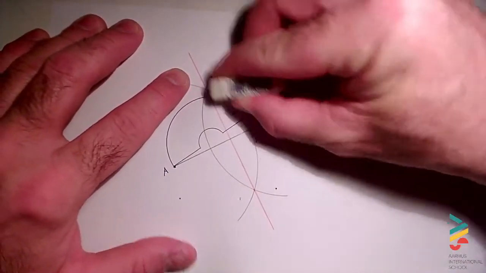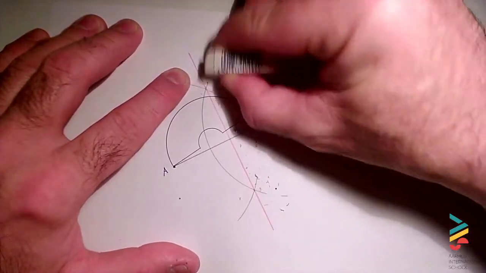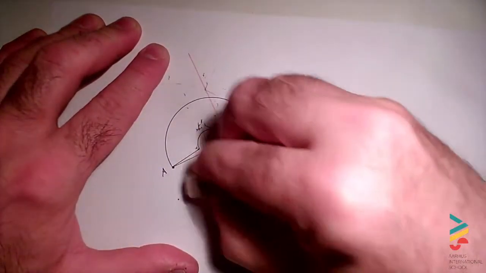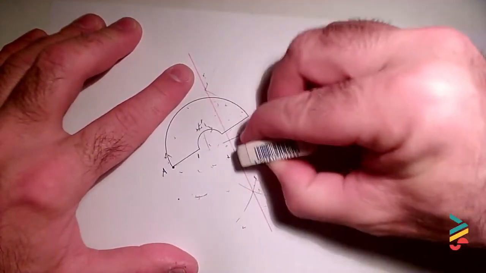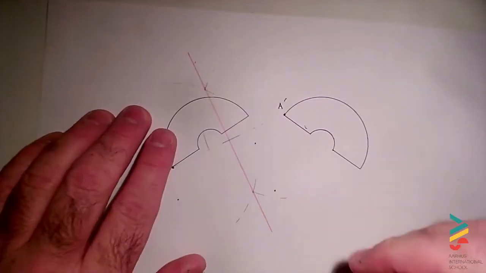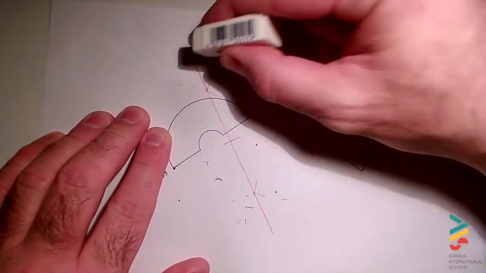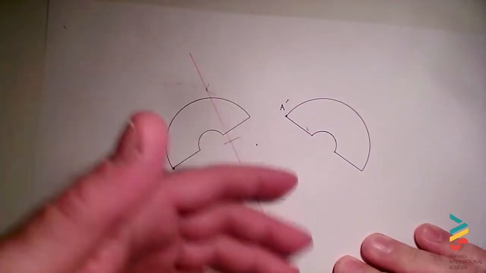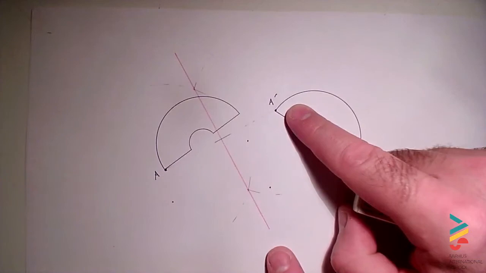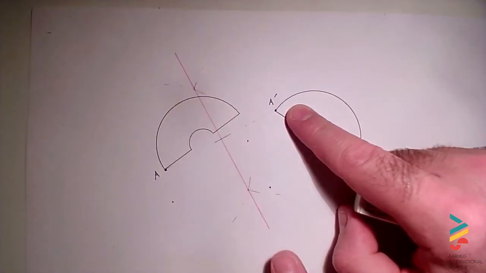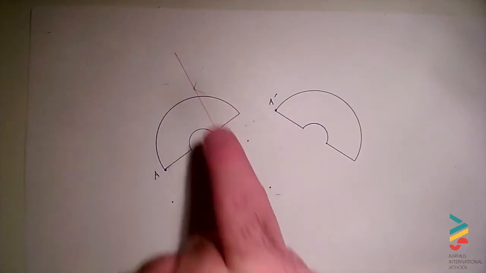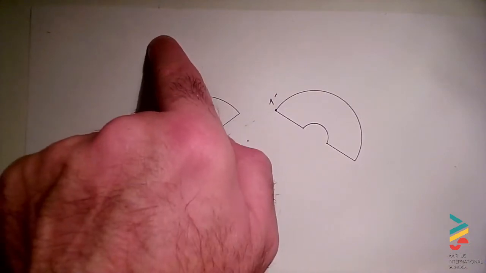I'm now going to rub a whole load of stuff out because this is very quickly going to get rather cluttered if we're not careful. So I'm rubbing everything out except my original shapes and the perpendicular bisector between A and A dash. So we're left with A and A dash and this red line between them. So if you imagine yourself walking along that red line, you're always the same distance from A as you are from A dash. That's what a perpendicular bisector does.